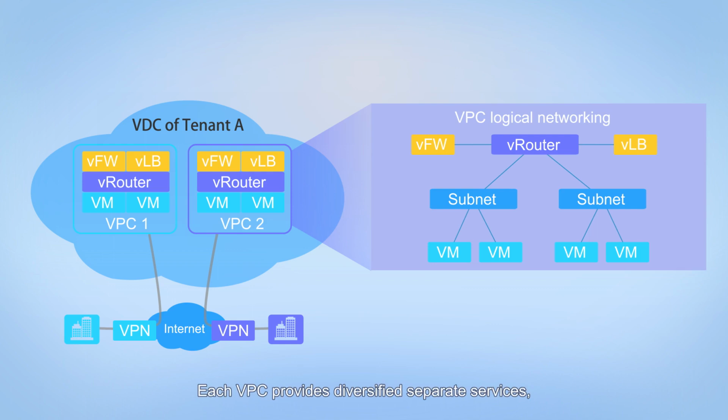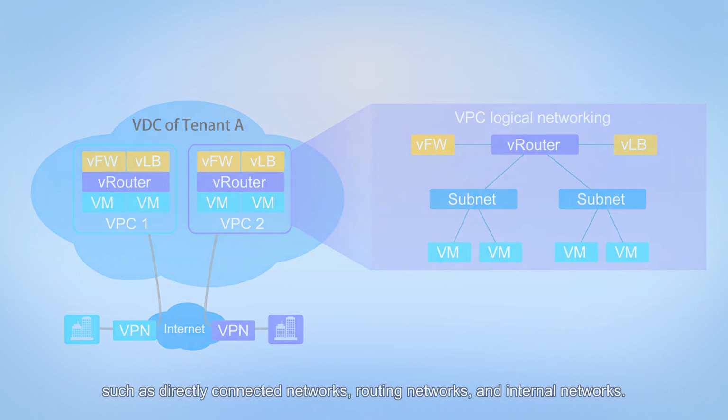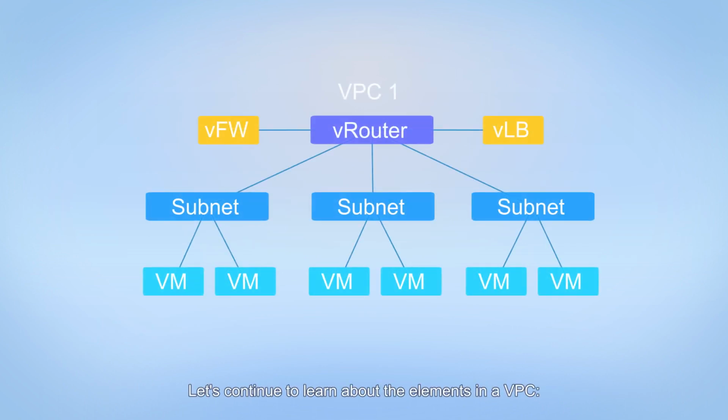Each VPC provides diversified separate services, including VFW, VLB, security groups, EIP, IPsec VPN, and NAT. A VPC provides multiple networking modes, such as directly connected networks, routing networks, and internal networks. Let's continue to learn about the elements in a VPC.